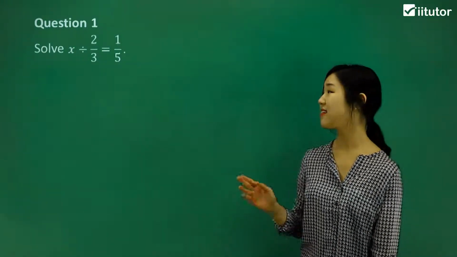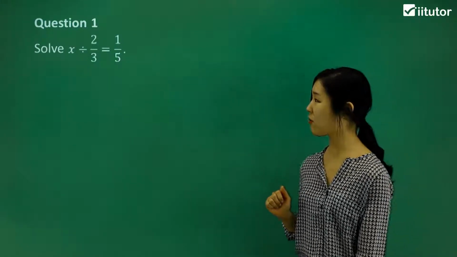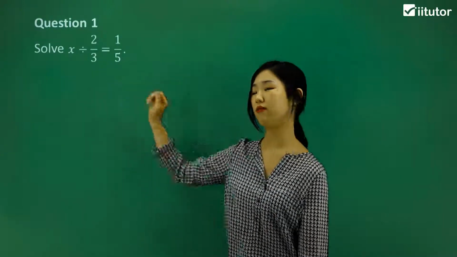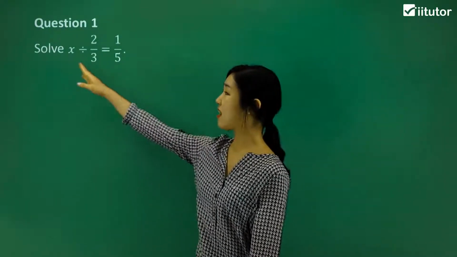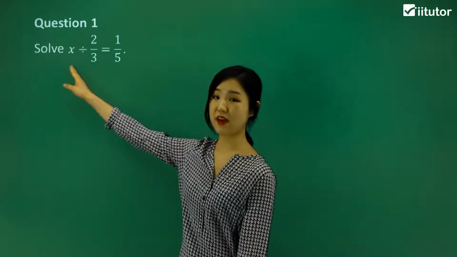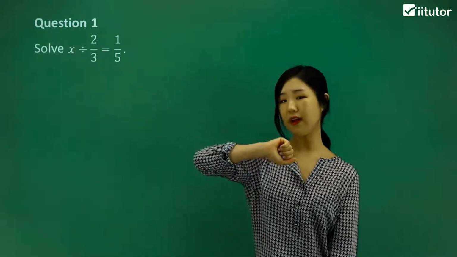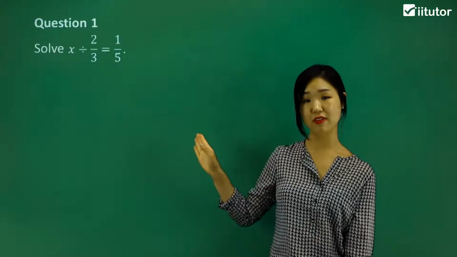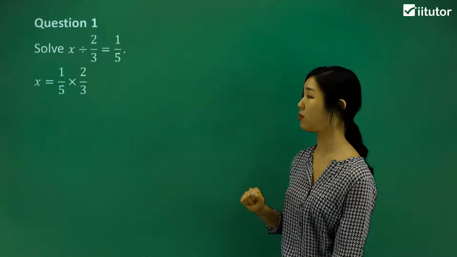Alright guys, so let's get right into it. Let's have a look at question 1. It says solve x divided by 2 on 3 is equal to 1 on 5. So guys, to get x by itself on the left hand side, we'll have to get rid of this 2 on 3, right? At the moment we're dividing by 2 on 3, so to move it over to the other side, we'll have to multiply by 2 on 3.